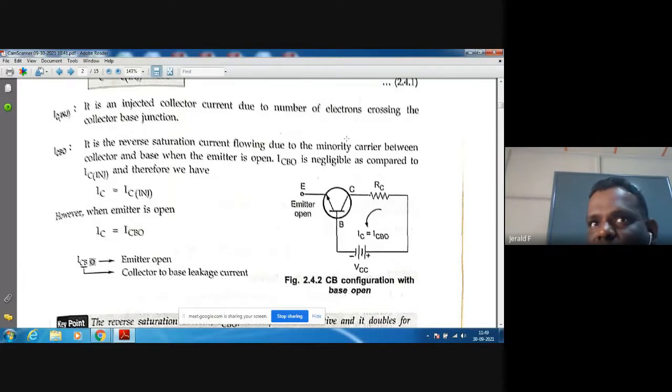Normally there are three terminals: emitter, base and collector. The O is considered as the emitter being open, and ICB is the collector base current. In the circuit, the base and emitter are closed in one case, where IC is definitely ICBO. The open circuit is negligible. In the closed circuit, IC is equal to IC. O is nothing but emitter open, and CB is the collector base leakage current.